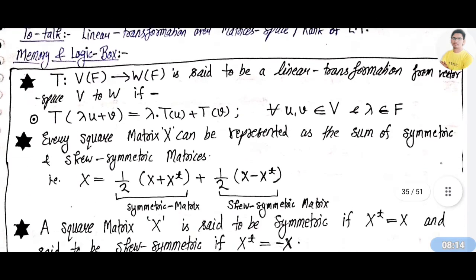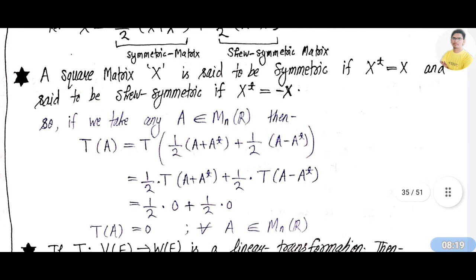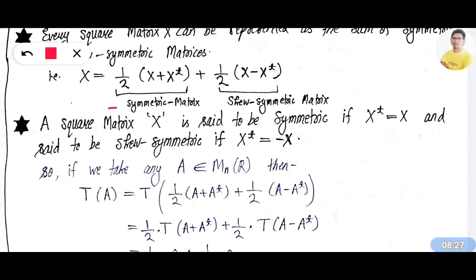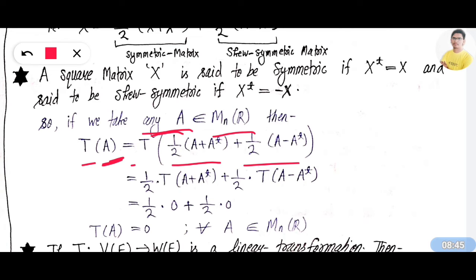I have already written the solution, so I'm going to explain it from there. We have the result that any square matrix can be broken down into two parts: a symmetric part and a skew symmetric part. So if I consider any matrix A from the M_n(R) space, then I can write T of A equal to T of (1/2)(A plus A transpose) plus (1/2)(A minus A transpose). And you all know what the first part is.